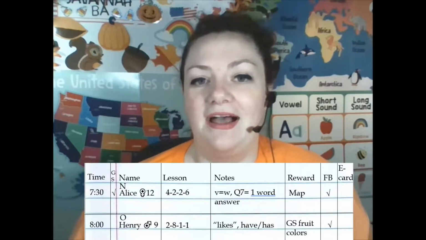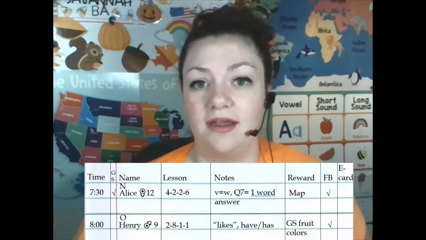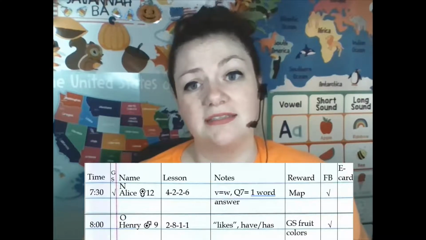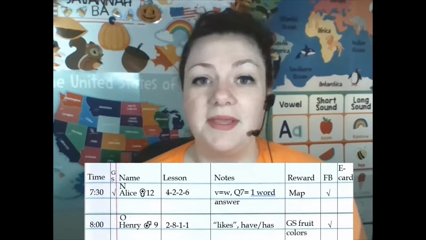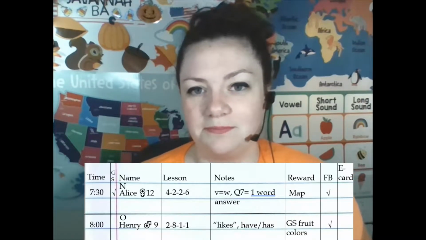So here we have what my notebook looks like, but a lot nicer because it's typed up. Time, GS, name, lesson, notes, reward, FB, e-card. What the heck does all that mean? Okay, so I made an example, two examples actually.